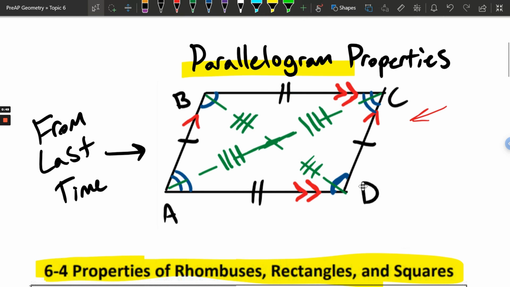And then if we draw the diagonals, we can also see that they actually bisect each other where they cross. So they cut each other into two equal parts. So all of those properties apply to the following. They apply to rhombuses, rectangles, and squares because they are all parallelograms. Okay, so let's get started with the first that I'll discuss today, which is a rhombus.